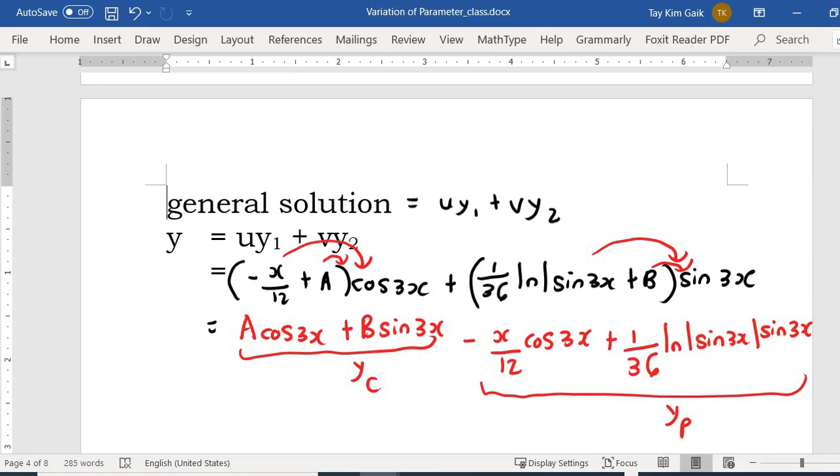So when you collect the terms with the constants a and b, that is actually your yc. The term without a and b looks like the yp in your undetermined coefficients method. Do you have any question before I proceed to maybe the second example?